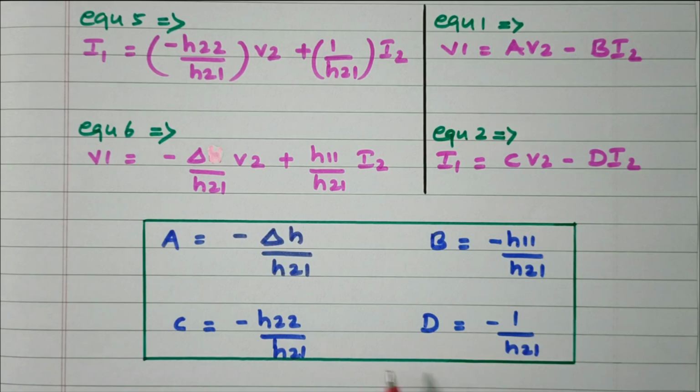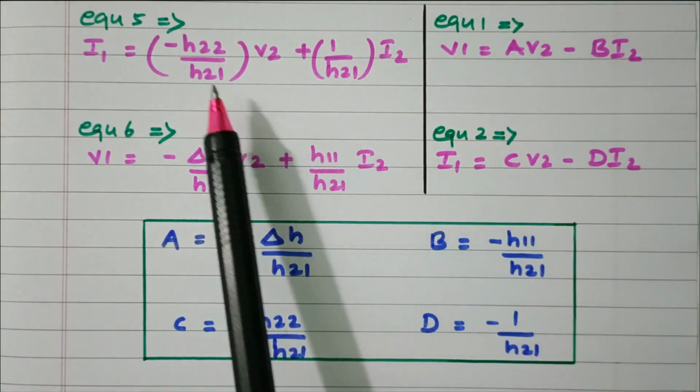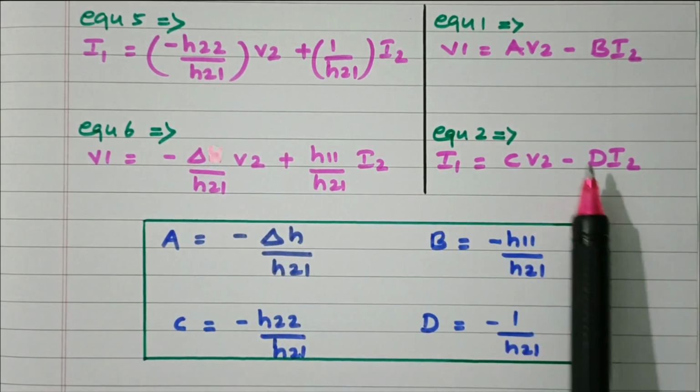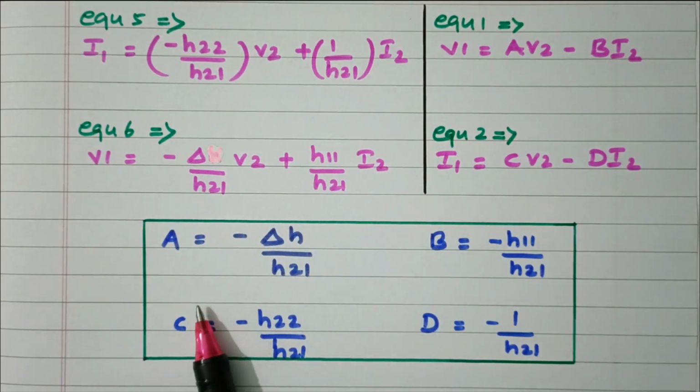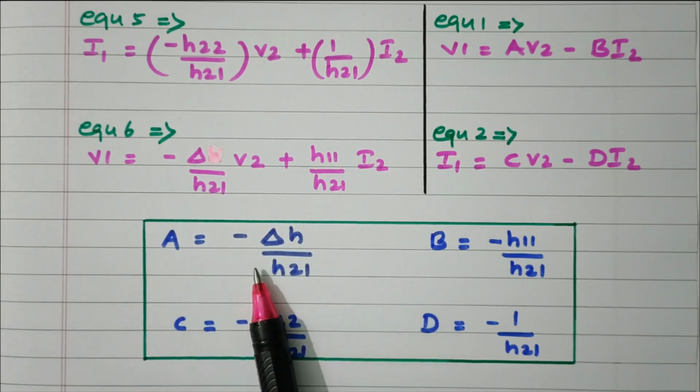Here negative is there. Right. So C is equal to this term. Minus D is equal to this term. So that we got all 4 parameters. Now ABCD parameters are expressed in terms of H parameters.